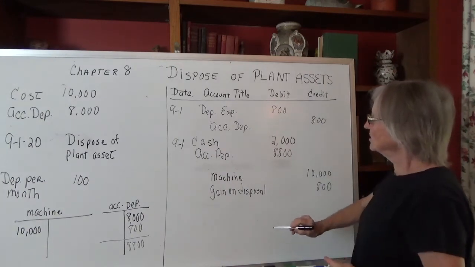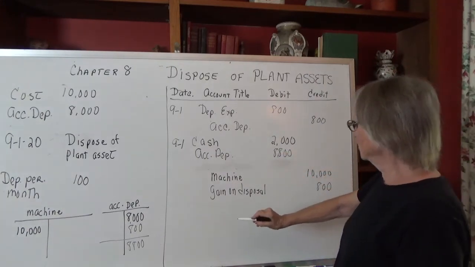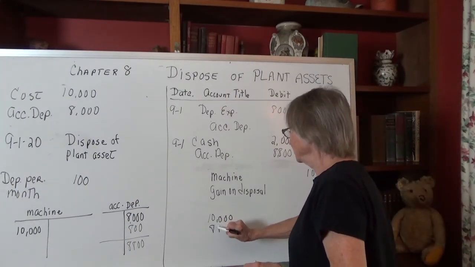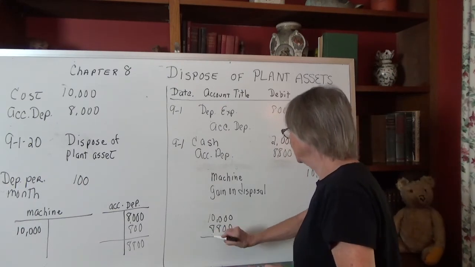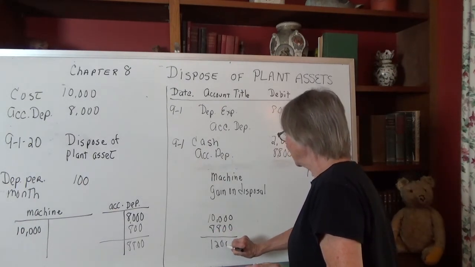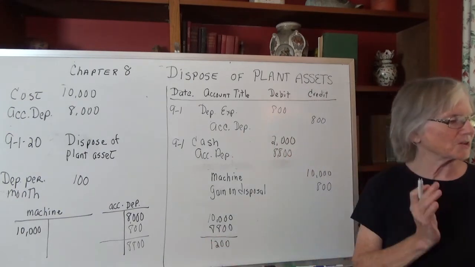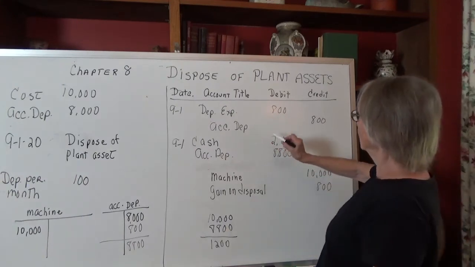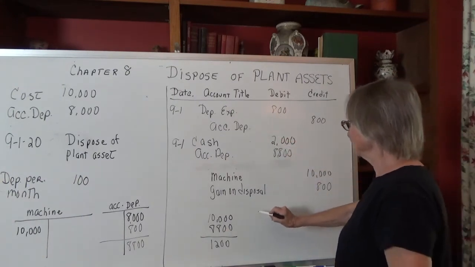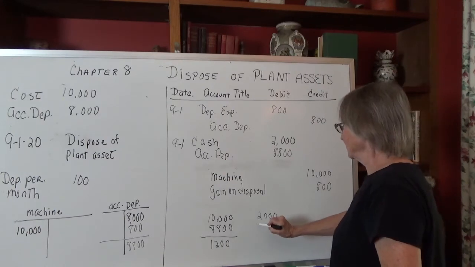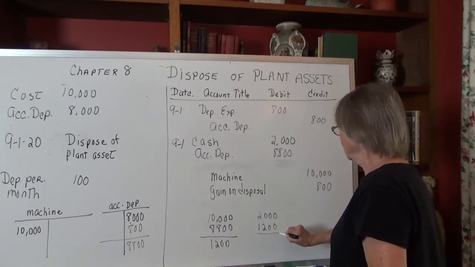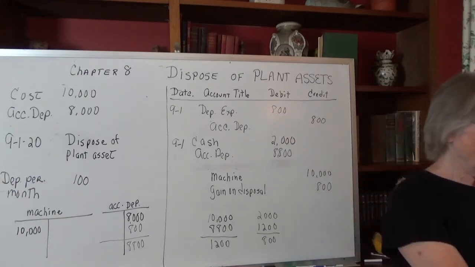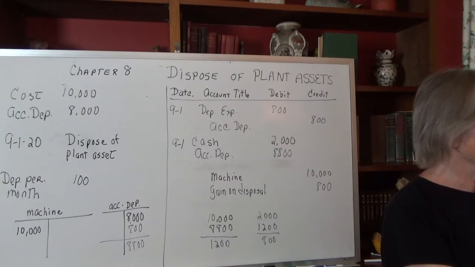If you want to look at it in terms of book value, the 10,000 cost of the machine less the 8,800 accumulated depreciation gives you a book value of $1,200. That's what it's on the books for. The proceeds are what you got when you sold it, which is the 2,000. So the 2,000 proceeds minus the book value gives you your gain on the transaction of 800. So these aren't too bad, you just have to take it a step at a time.